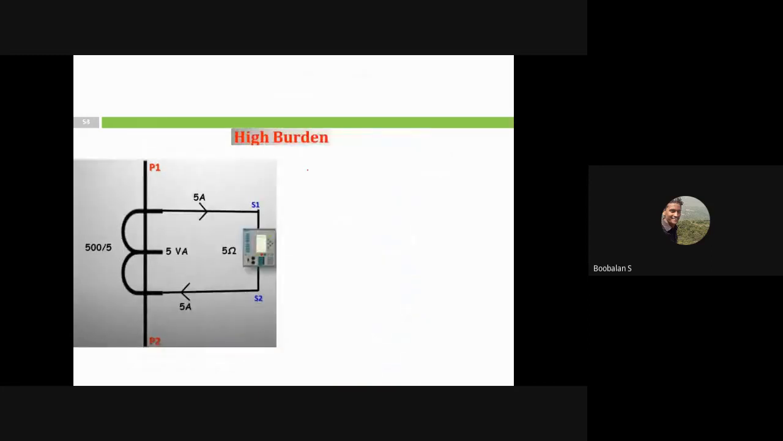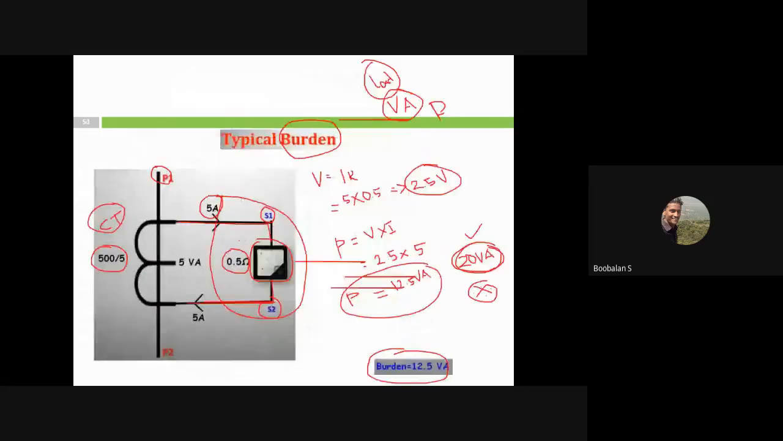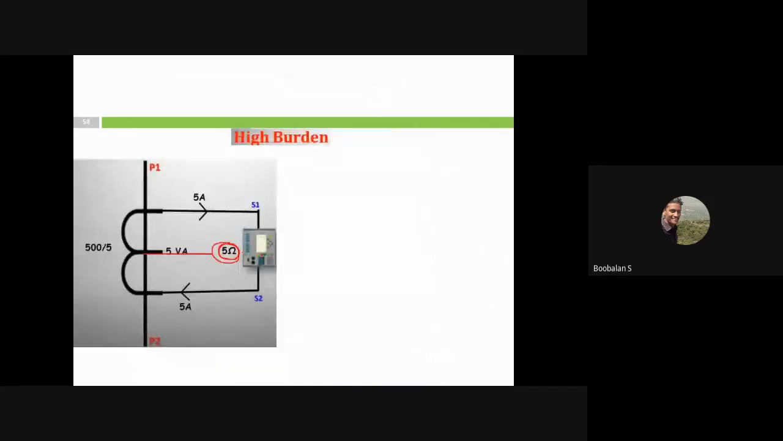And for high burden, in the sense that I'm now connecting a relay, a typical relay is now connected. In the relay, the resistance will be 5, right? For metering the burden is very low. It's only a conductor that will be connected over here, so only the conductor resistance comes in. But in my relay there will be a group of coils, so my resistance will be very high.